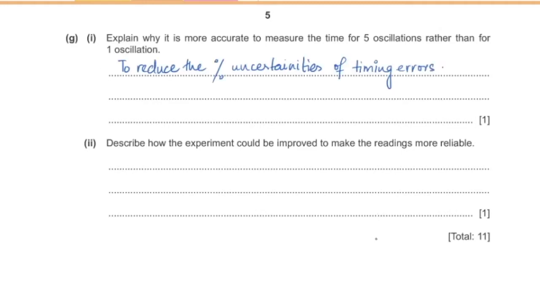Part 2, describe how the experiment could be improved to make the readings more reliable. So to increase the reliability of your values, we can time several readings, then take their average.